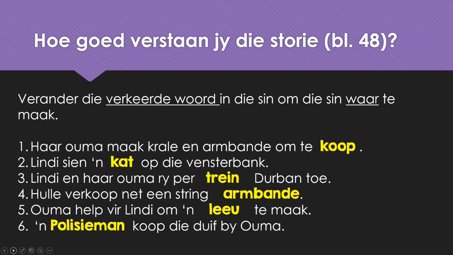Nommer 5. Ouma help vir Lindy om 'n leeu te maak. Leeu is die verkeerde woord. Kan jy raai wat is die regte woord? Nommer 6. 'n Polisieman koop die duif by ouma. Polisieman is verkeerd. Wat is die regte woord?